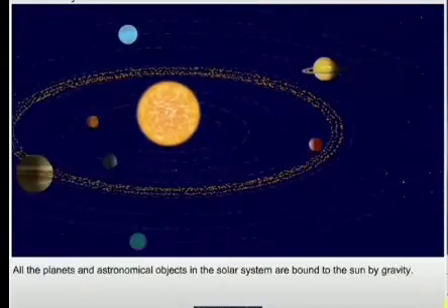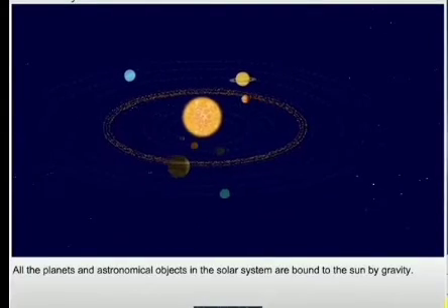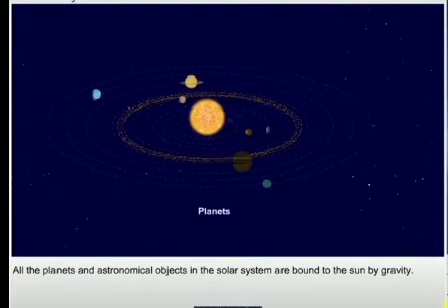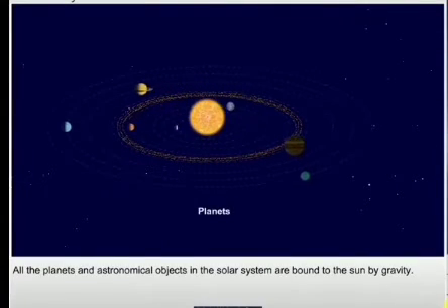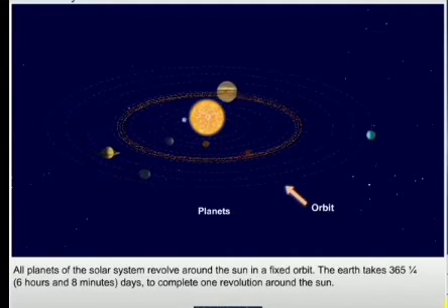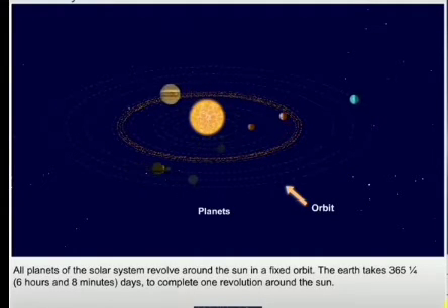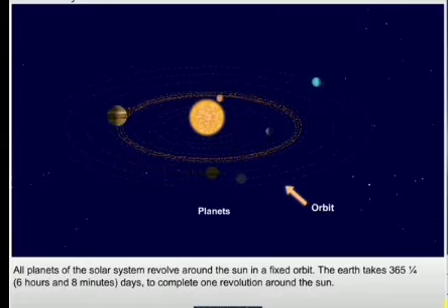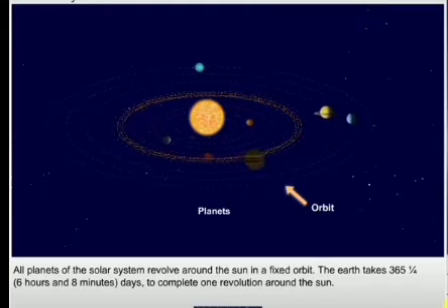All the planets and astronomical objects in the solar system are bound to the Sun by gravity. All planets of the solar system revolve around the Sun in a fixed orbit. The Earth takes about 365 1/4 days, that is 6 hours and 8 minutes, to complete one revolution around the Sun.